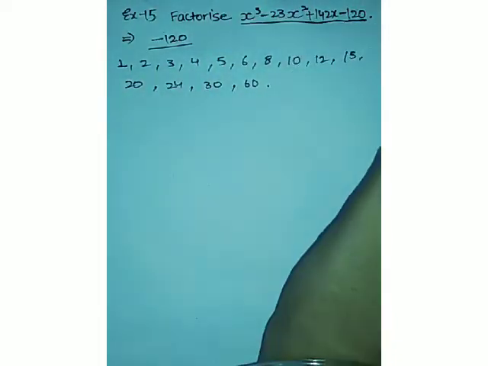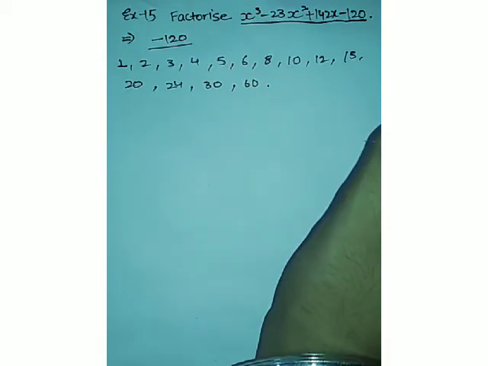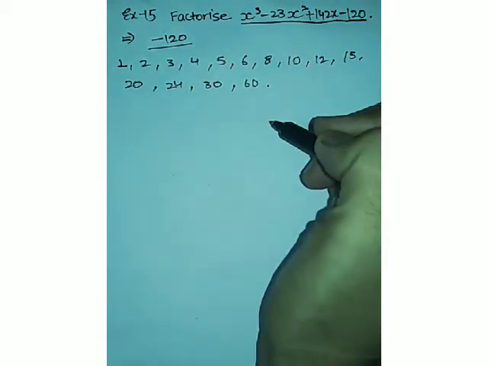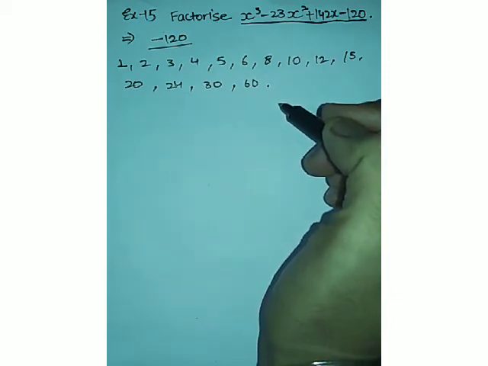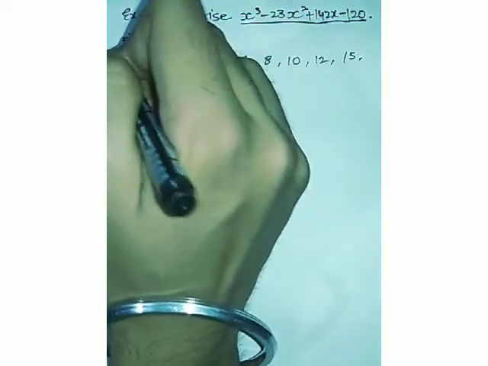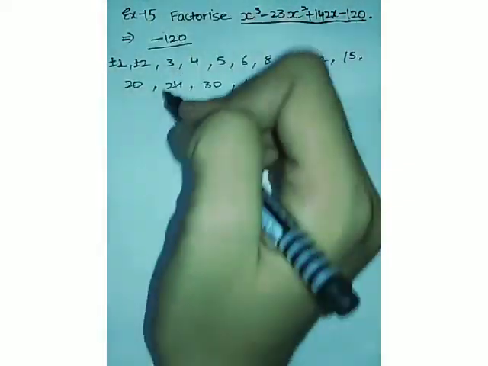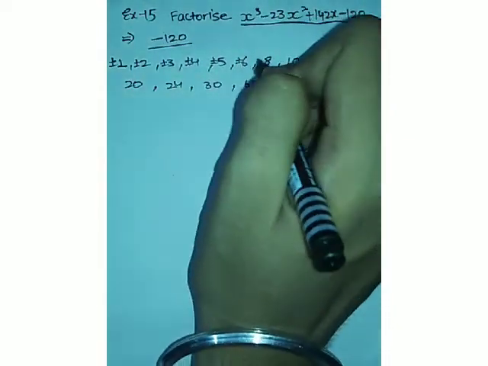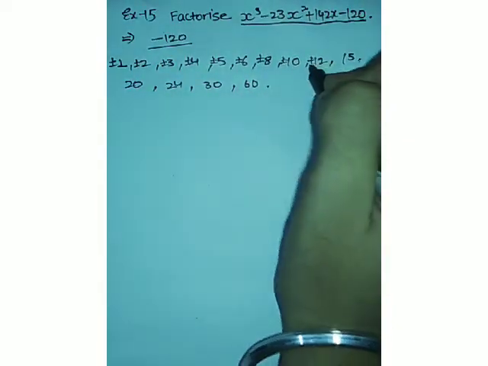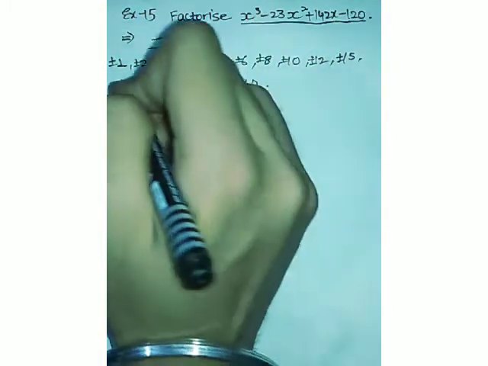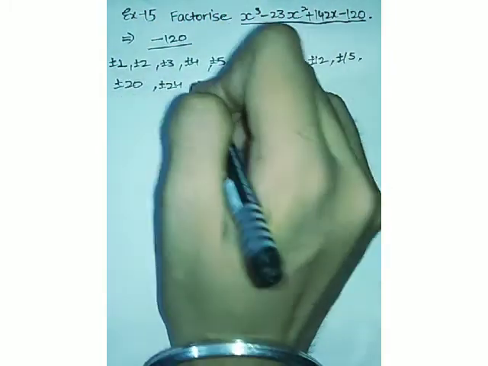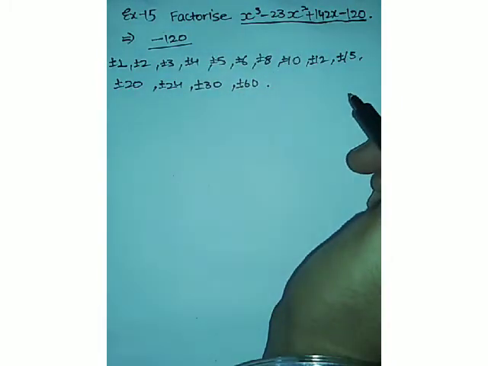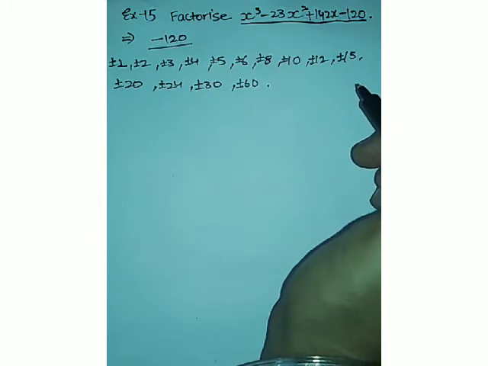You can check that 120 is divisible by all of these numbers. Since it is minus 120, we cannot know whether the factor has a negative sign or positive sign. That's why we will consider both plus minus 1, plus minus 2, plus minus 3, plus minus 4, plus minus 5, plus minus 6, 8, 10, 12, 15, 20, 24, 30 and 60. That's why we will consider plus and minus sign with each and every factor of minus 120.